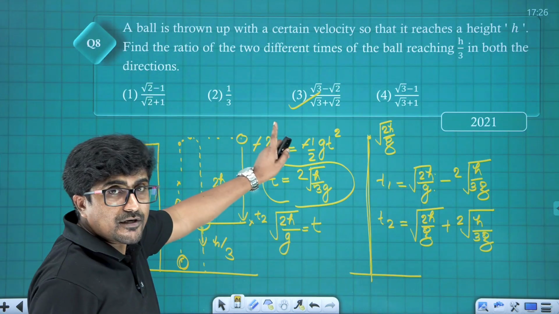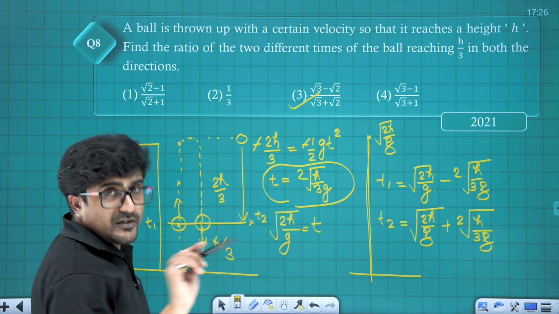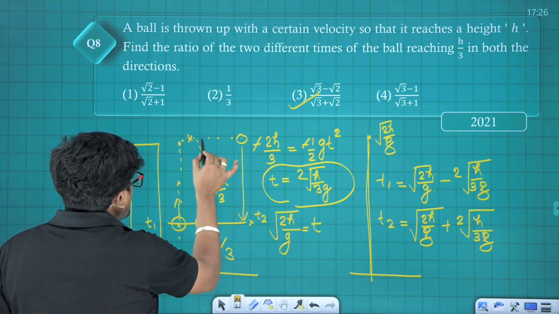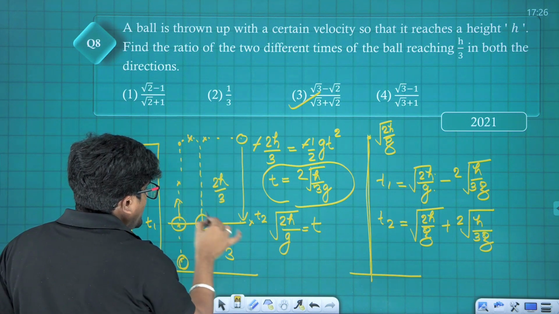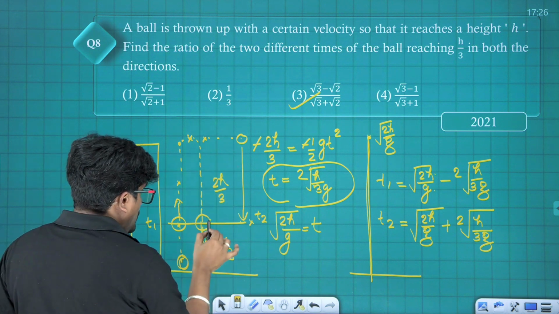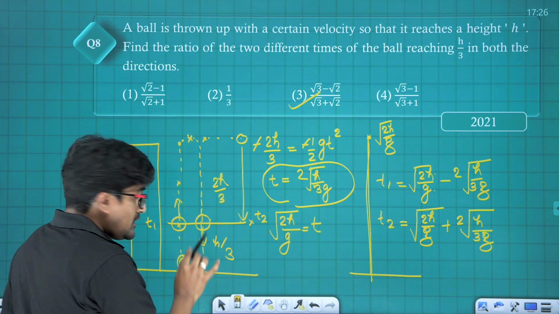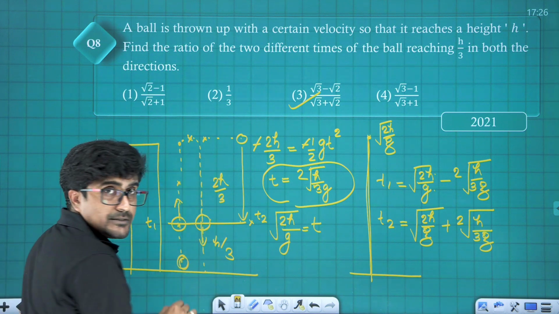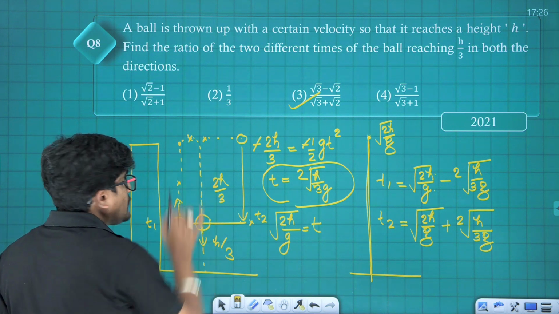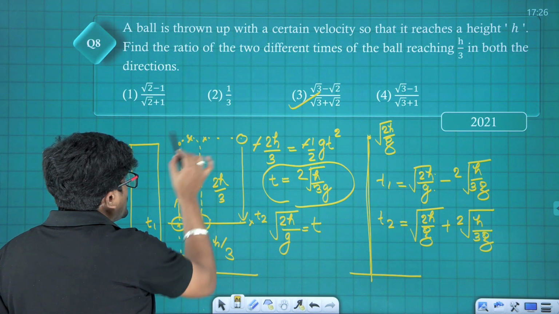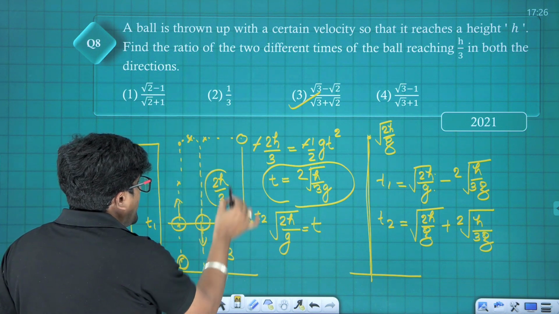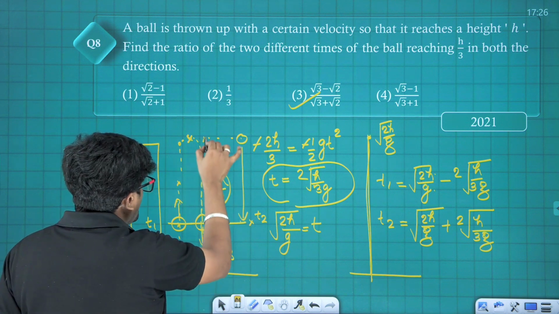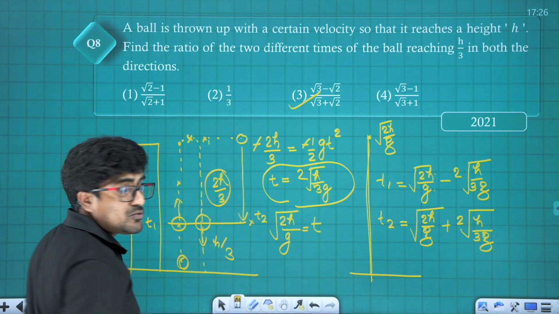Got it correct? Okay. I'm just briefing what happened here. I calculated the time taken by the body to travel from the top to this distance first. And then I calculated the time taken by the body for the entire journey. So the same is going to be the time taken for the upward journey. So the time taken for the upward journey plus the time taken for this, that's going to be T1, minus the time taken for this particular journey, that is going to be T2.